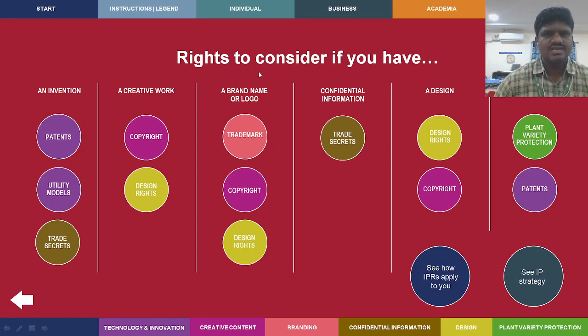So these are the rights to consider if you have. The first one is an invention. In an invention, what types are there? Patents are there, utility models are there, trade secrets are there. Next one is a creative work.